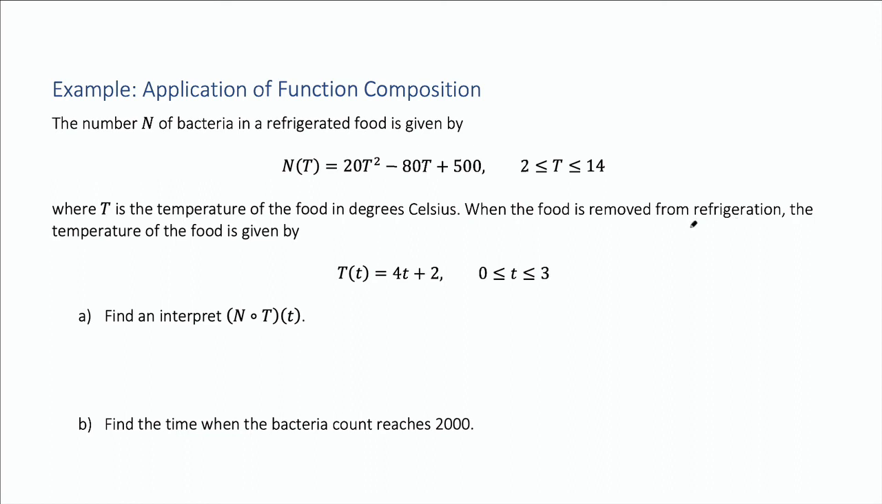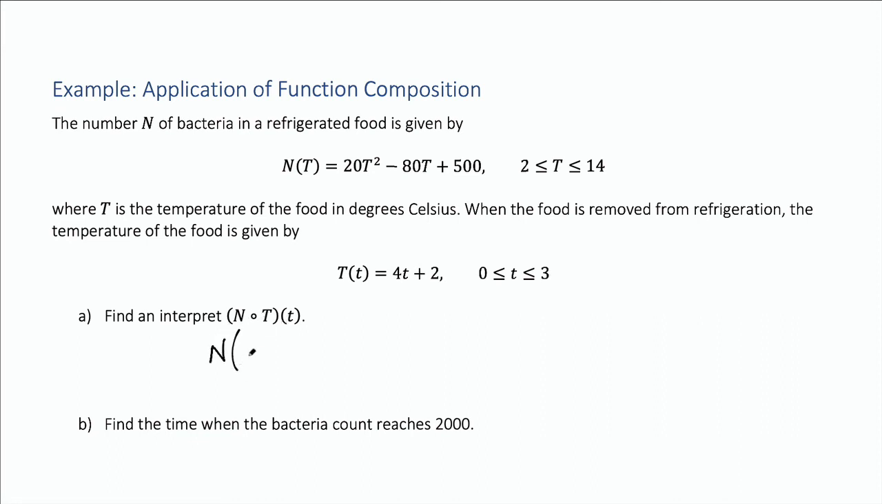When the food's removed from refrigeration, the temperature of the food is given by this. Our temperature at time t is equal to 4t plus 2. And here our time ranges from 0 to 3. Let's go ahead and find and interpret N composed with capital T of t.